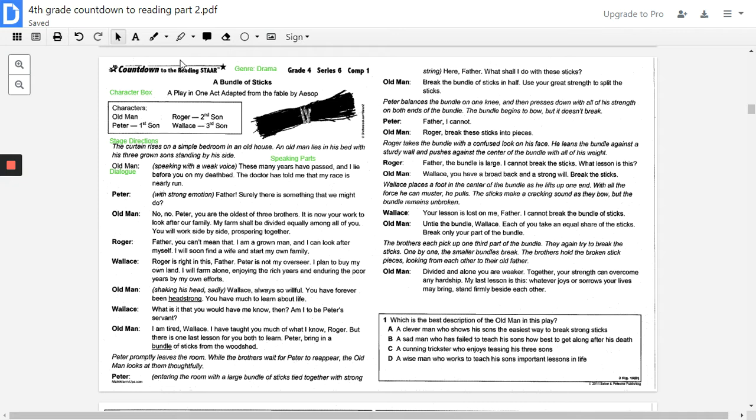Peter, with strong emotion: Father, surely there is something that we might do. Old man: No, no, Peter. You are the oldest of three brothers. It is now your work to look after our family. My farm shall be divided equally among you. You will work side by side, prospering together.